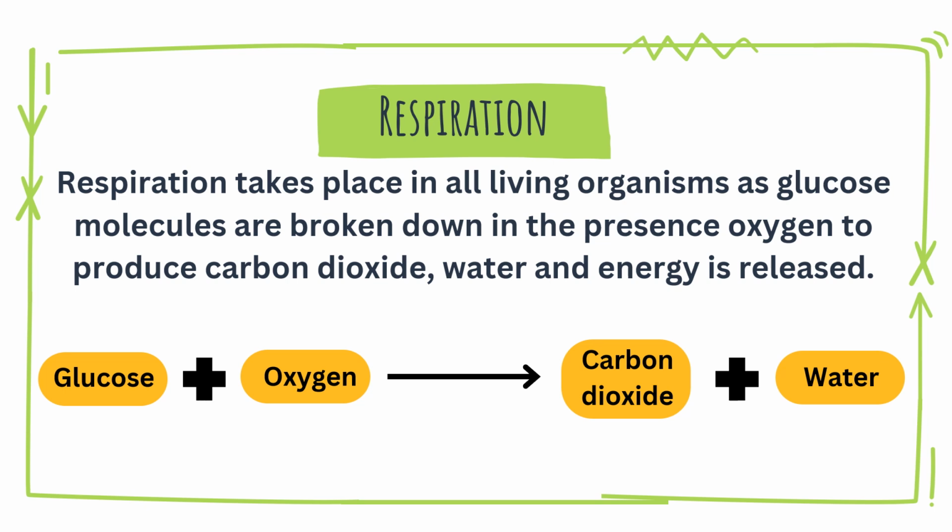Respiration. Respiration takes place in all the body cells of living organisms, as glucose molecules are broken down in the presence of oxygen gas to produce carbon dioxide and water, and energy is released. This means carbon dioxide returns back to the atmosphere to be used again in photosynthesis. So we have the word equation of respiration, which you have to study well: glucose reacts with oxygen, or glucose is broken down in the presence of oxygen, to produce carbon dioxide that returns back to the atmosphere, and water.